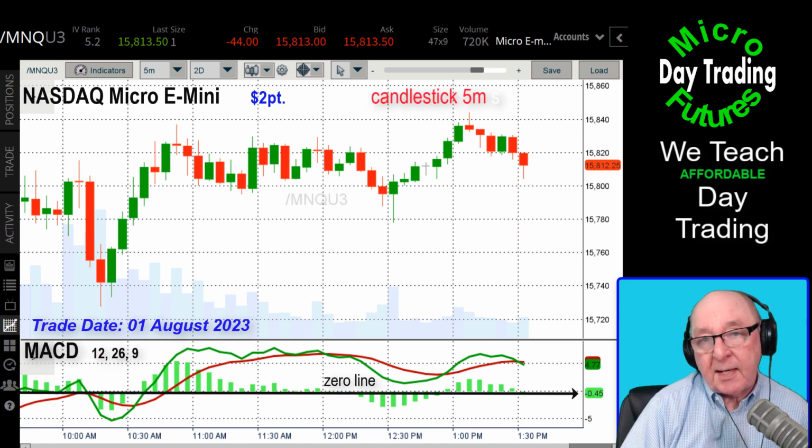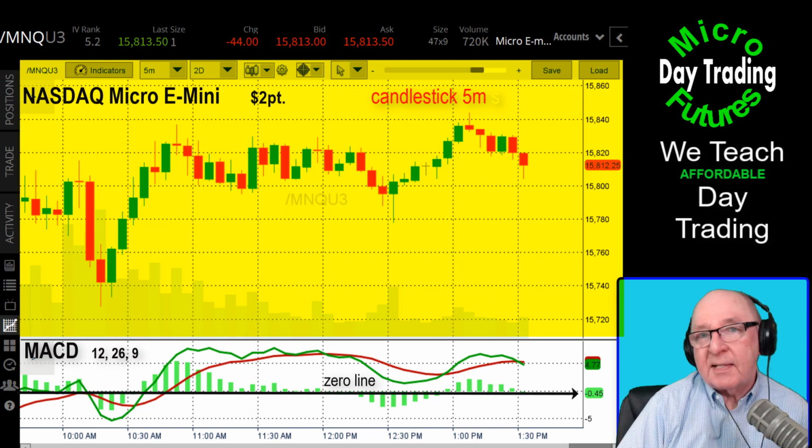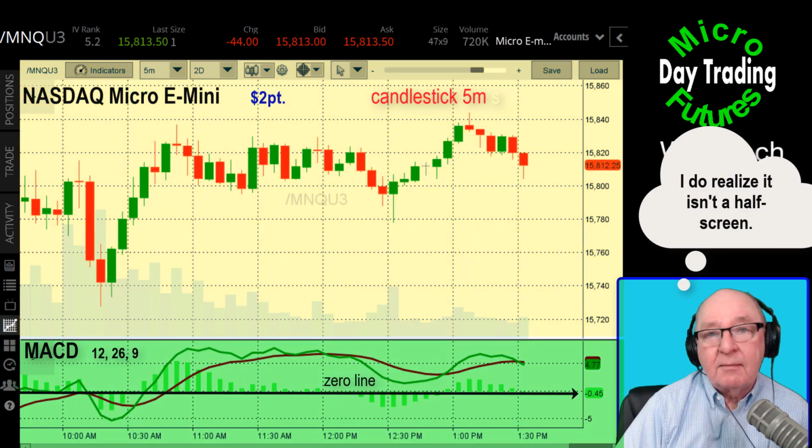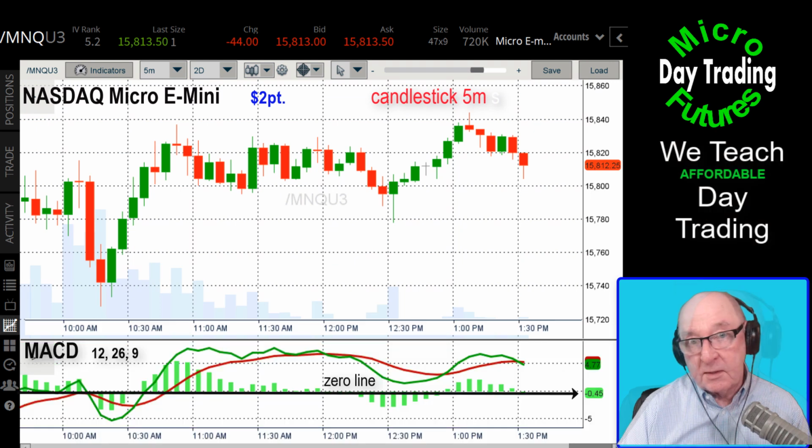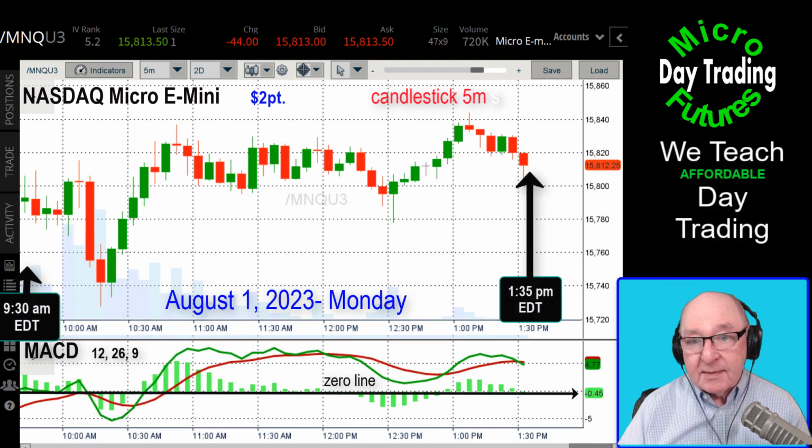I always use the same but effective trade setup screen here. The top half, 5-minute candlesticks, and the bottom half, the trade signal indicator called the MACD, some call it the MACD. This featured trade is August 1st. That's a Monday. I'm going to start trading at 1:35 p.m.